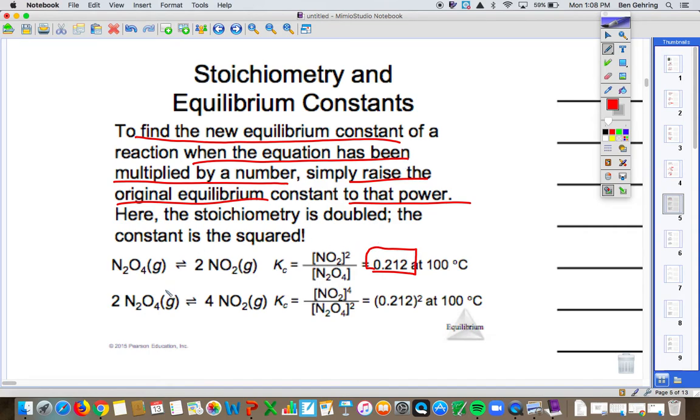Okay, now, if I double my N2O4 and I double my NO2, so again, we multiplied by a number, I can simply raise my equilibrium constant to that power. So because I doubled it, I can take my constant and square it. And so this is going to be the same as 0.212 squared, would be this Kc value.